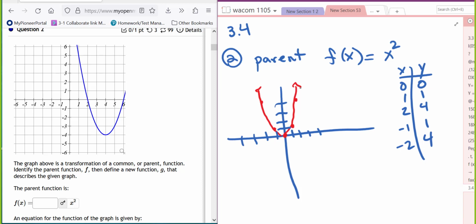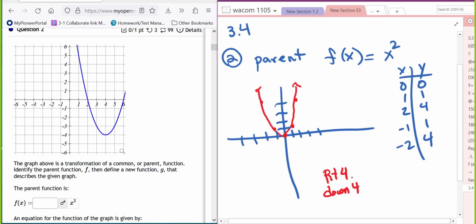And it has moved over. Look at the vertex to help you figure out how it's moved. So watch this point. It has moved over to the right 1, 2, 3, 4. It's moved right 4. But it's also moved down 1, 2, 3, 4. And down 4.